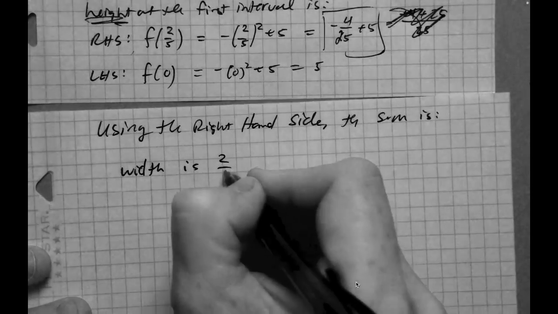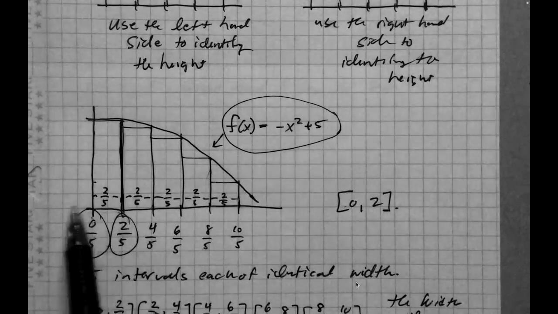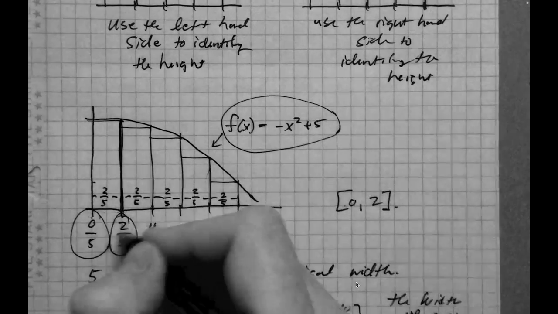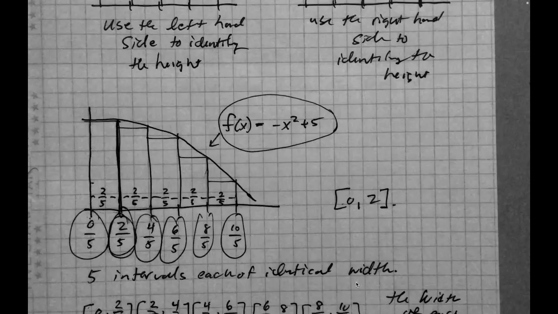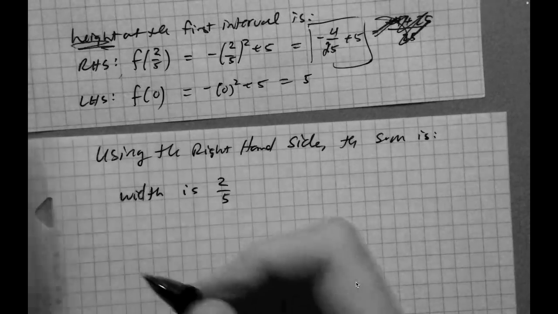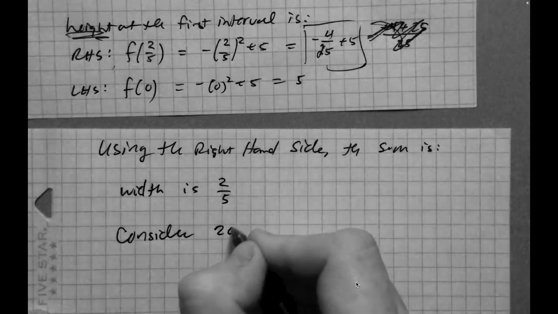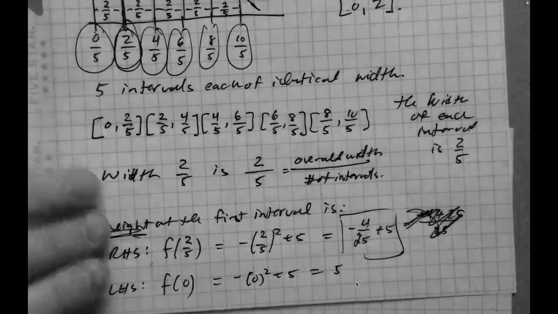is 2/5. We've got that one figured out cold. Now, what's a formula for the right-hand side here? What expression could be used to capture this one, this one, this one, this one, and this one, in that order? Well, what if I consider 2i over 5? Now, this is always kind of a tricky part for people.